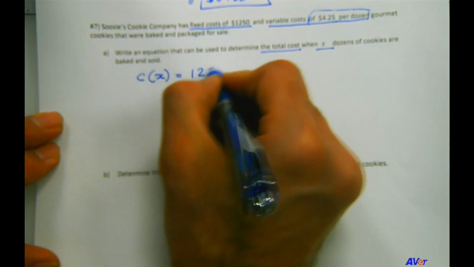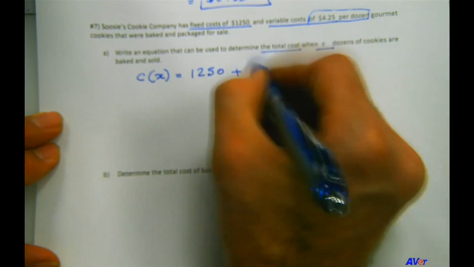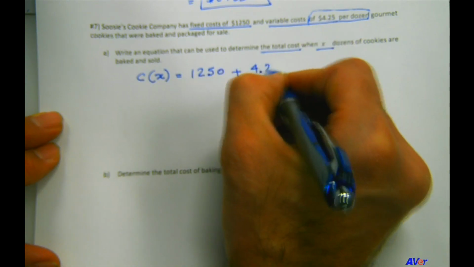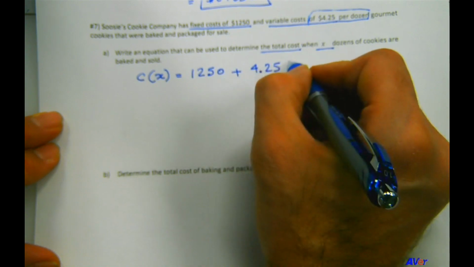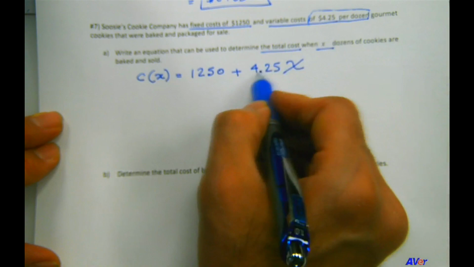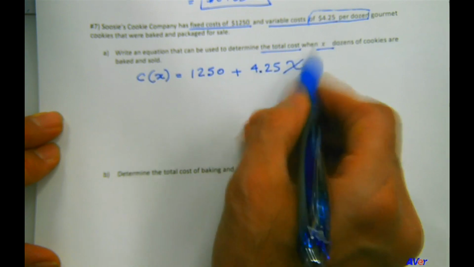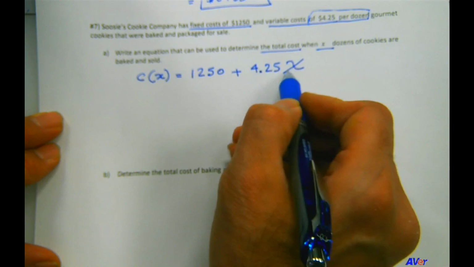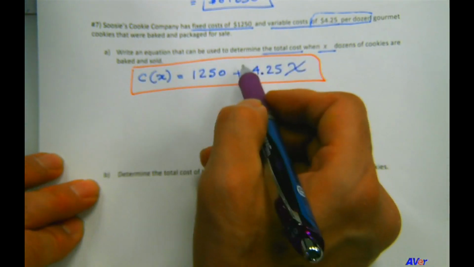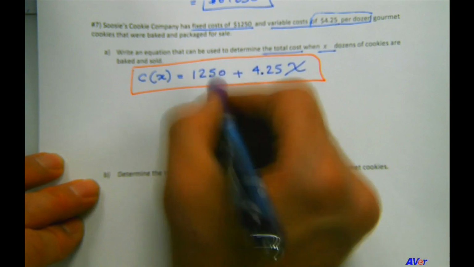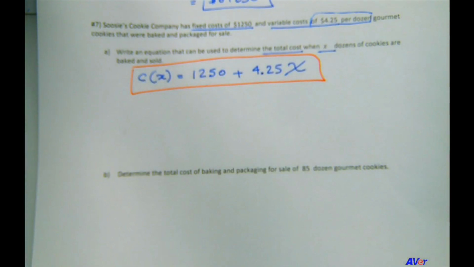So we have the fixed cost, 1,250, plus the variable cost, $4.25 times X, right? The variable cost is associated with the independent variable. So this is our equation for the total cost. You do not want to attach this X to the fixed cost. This is the fixed cost, so it does not get associated with any variables. Sometimes I see that on exam papers.